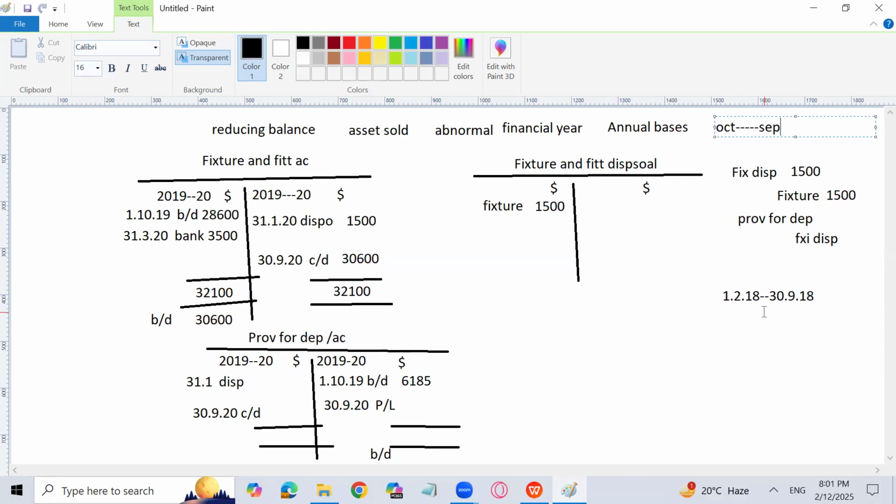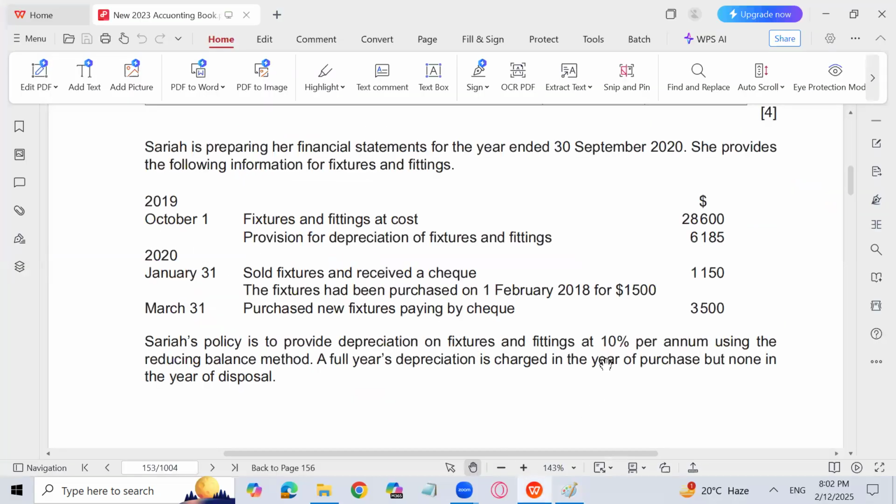Although I have used this asset for how many months? February, March, April, May, June, July, August, September: 8 months. But because this is on an annual basis, I will calculate depreciation for the whole year, 1,500 into 10%, that is 150. How have you entered that? That is the 10% rate, and the reducing balance method is given.